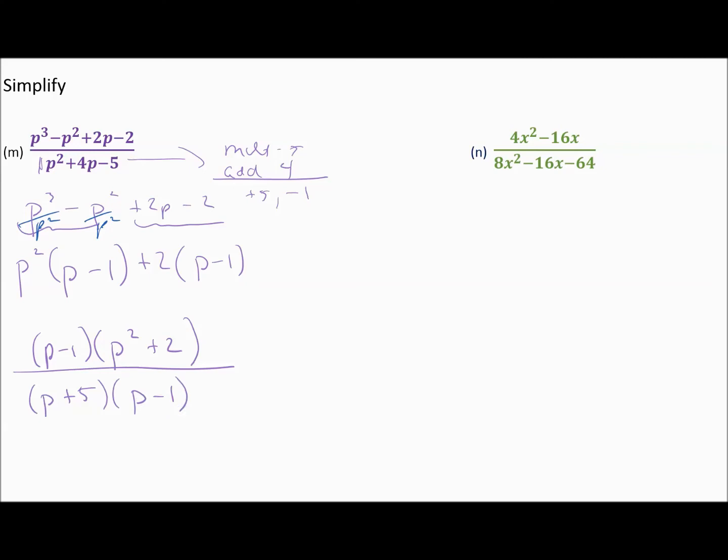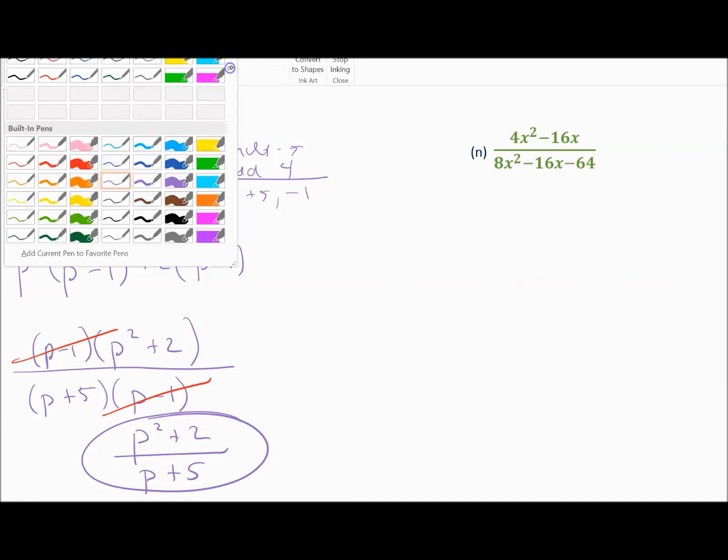And then you look at what you've got. And I notice that I have a p minus 1 in common. So I can cancel those common factors. And then my final answer is what remains, which is p squared plus 2 divided by p plus 5. And then I circle my result. And again, don't be tempted to cancel this p squared and this p. You cannot do that. That's part of a sum or difference. I cannot express that enough. So take a look at the next problem.